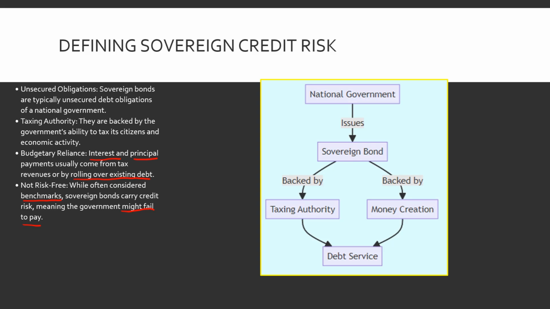A national government issues a sovereign bond. This bond is backed by two primary powers, taxing authority over the economy and the power of money creation. Together, these mechanisms provide the funds for debt service.